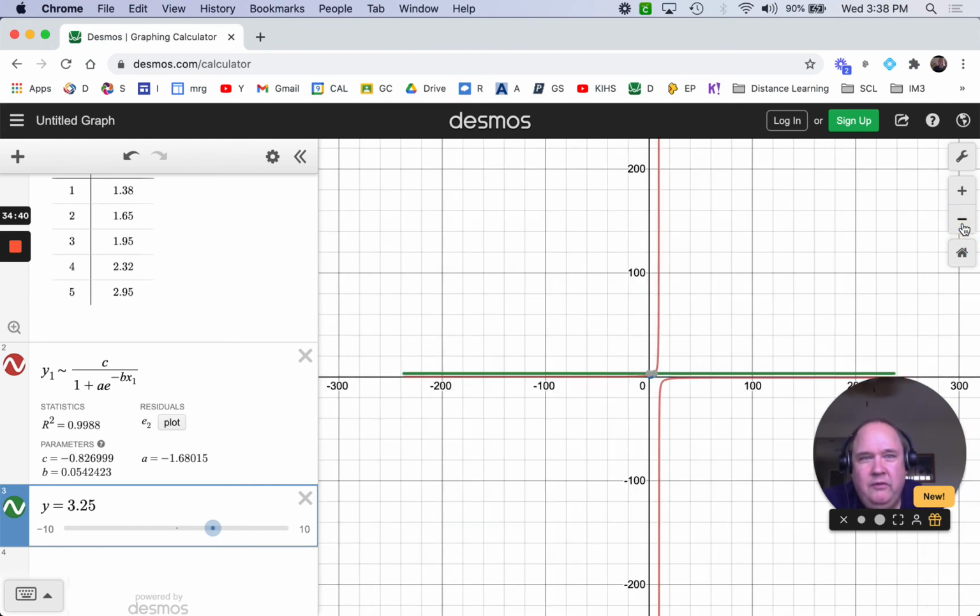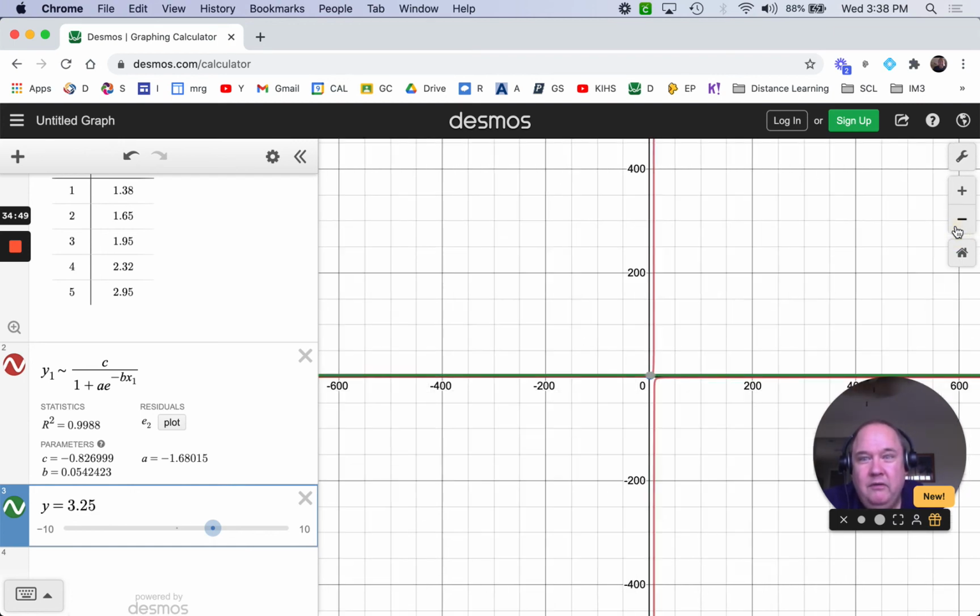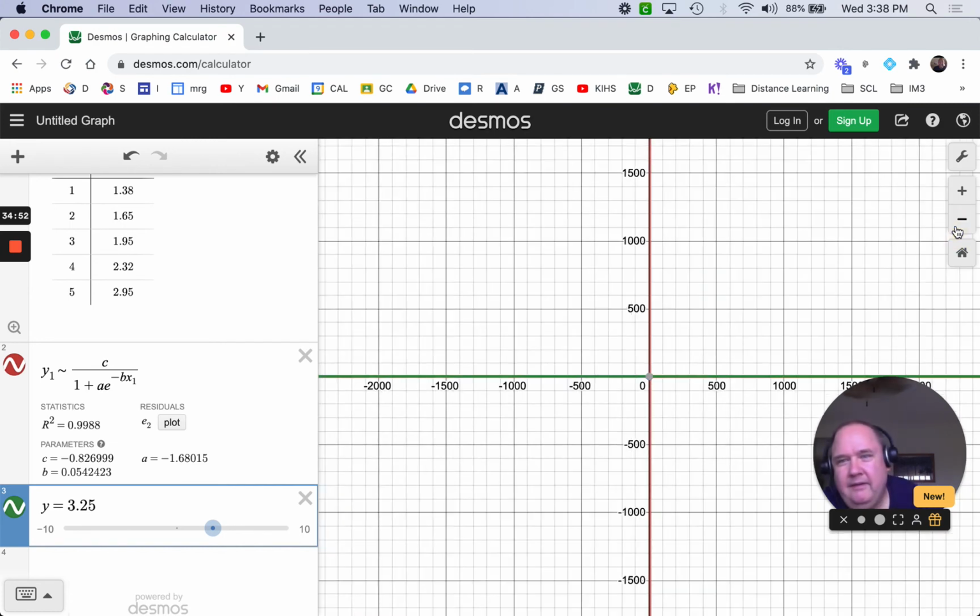It's an interesting model as it just keeps going up and up and up. It's not like a normal logistic one.